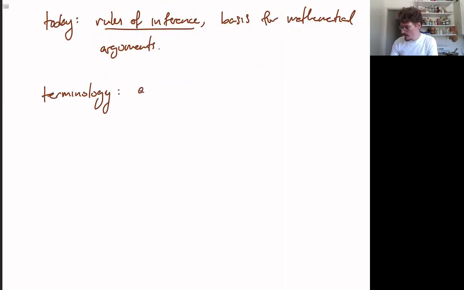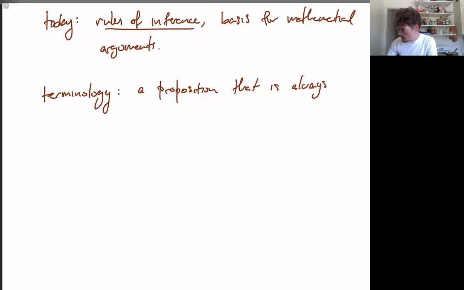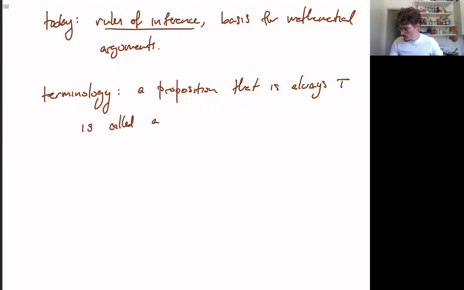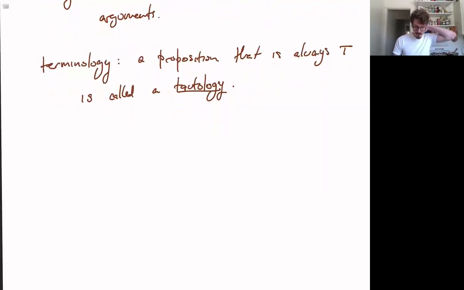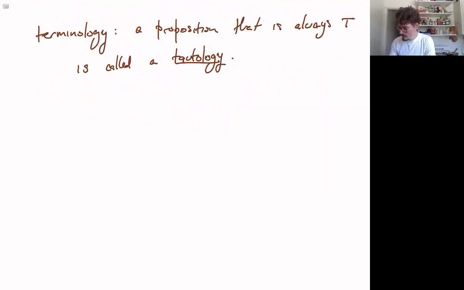A proposition that is always true is called a tautology. So when is a proposition always true? Let's look at some examples.